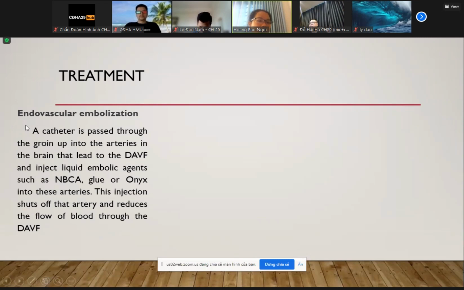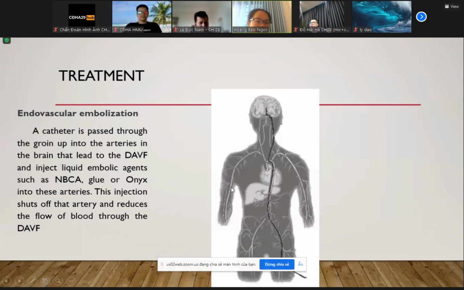During the endovascular embolization procedure, a catheter is passed through the groin up into the arteries in the brain that lead to the dAVF, and liquid embolic agents, such as Onyx, glue, or NBCA, are injected into these arteries. This injection shuts off the artery and reduces the flow of blood through the dAVF. These liquid embolic agents really help change patients' lives in terms of dural fistula.